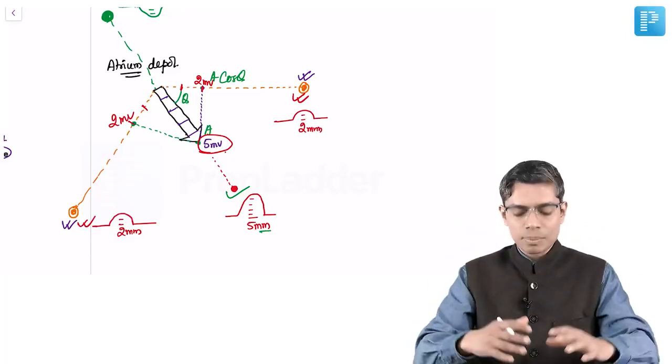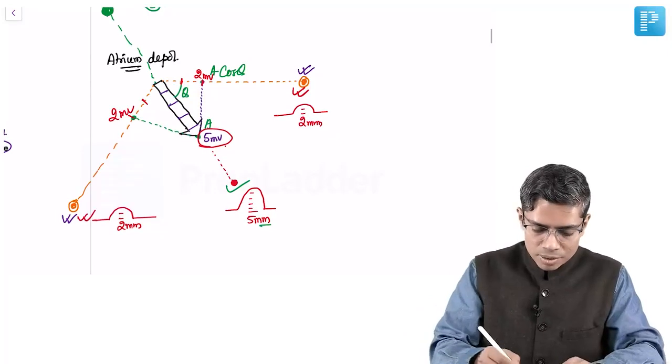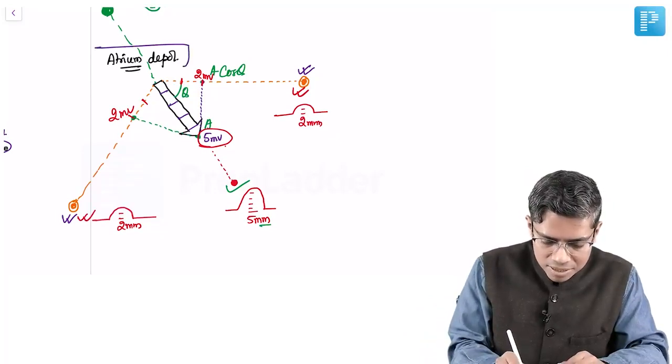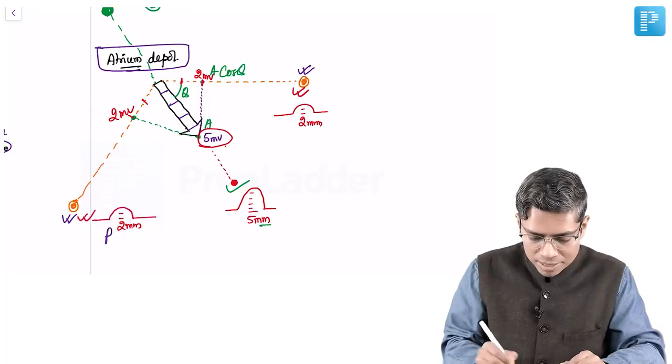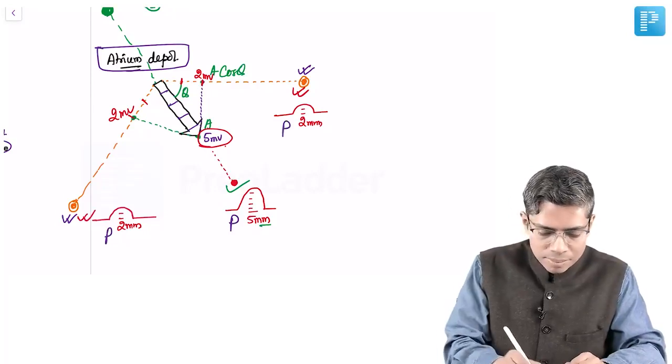So this way you have to divide, and because these waves are generated due to this atrial depolarization, we call them the P wave.